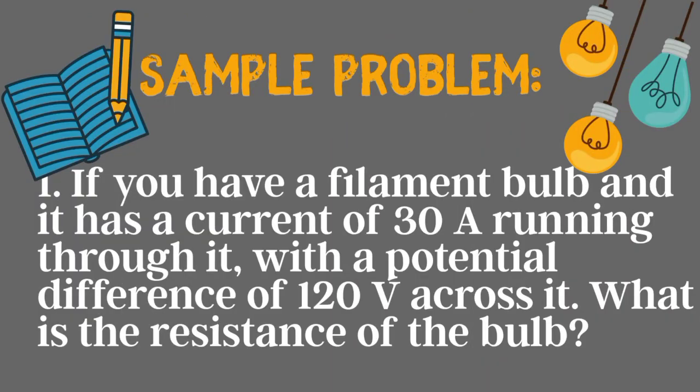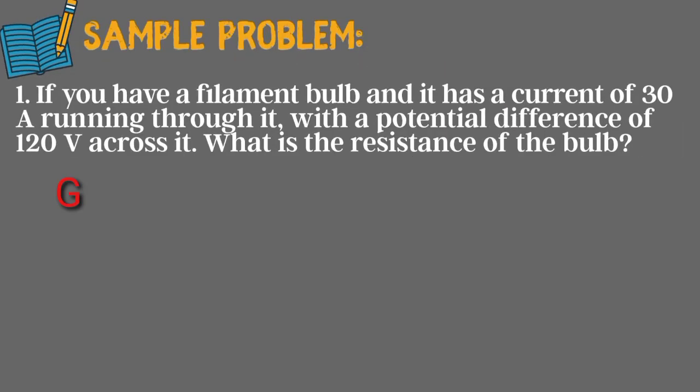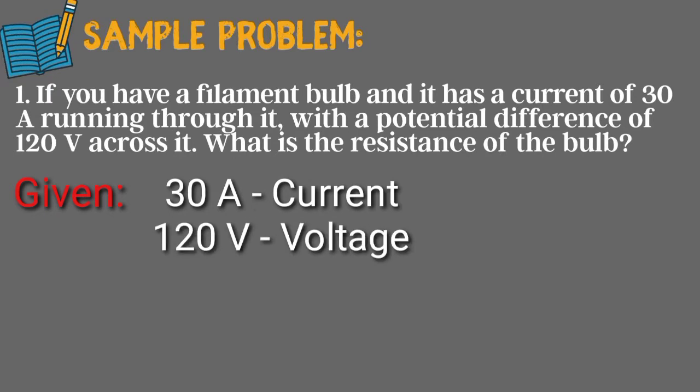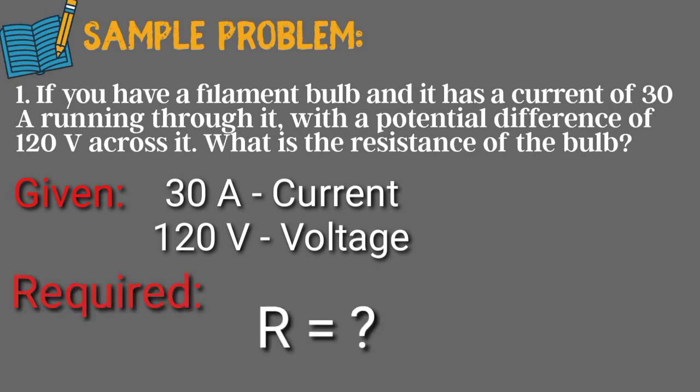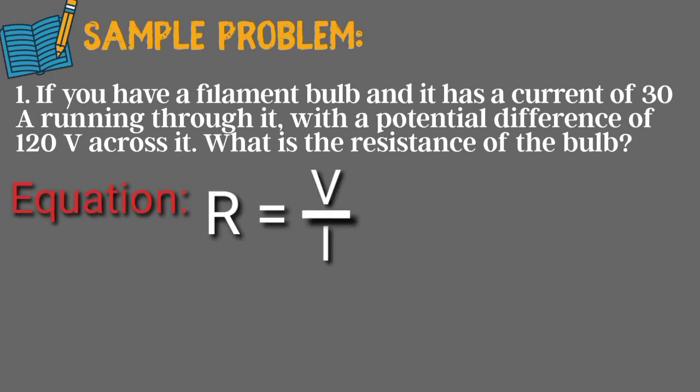Let's have a sample problem. If you have a filament bulb and it has a current of 30 amps running through it with a potential difference of 120 volts across it, what is the resistance of the bulb? Our given: 30 amperes is the current and 120 volts is the voltage. We are required to find the resistance of the bulb. Our equation, R equals V over I.